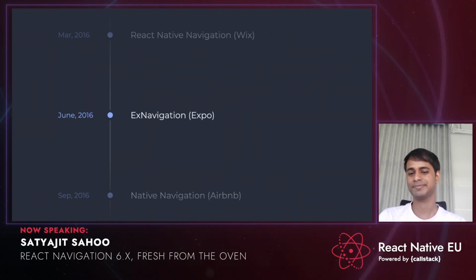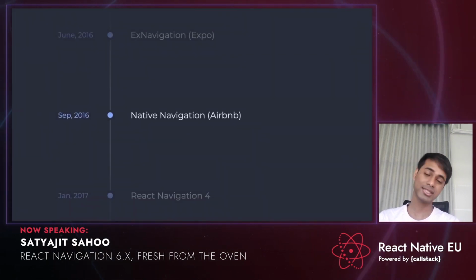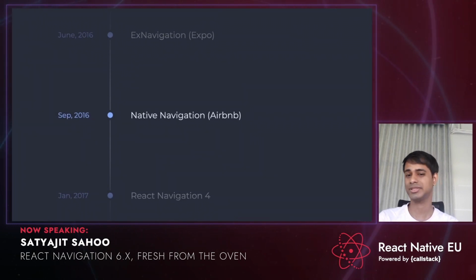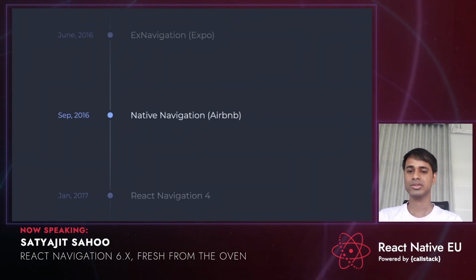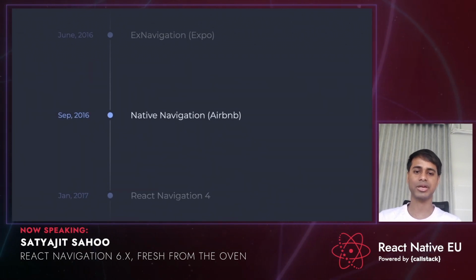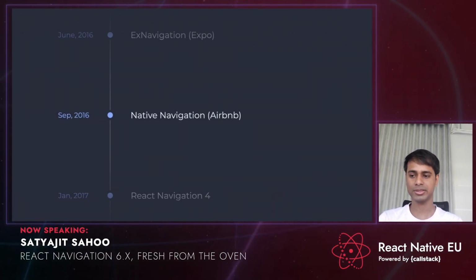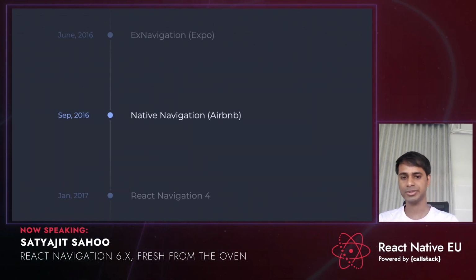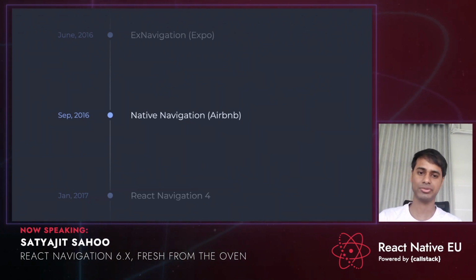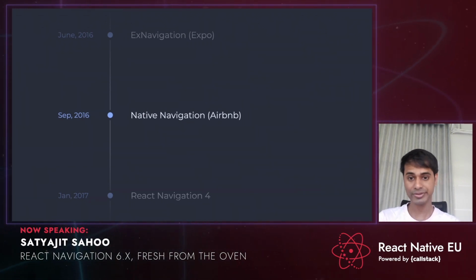It wasn't forever. The next big navigation library was Airbnb's native navigation. This was built around brownfield apps, to make integration with brownfield apps easier, which Airbnb did a lot. It was very similar to React Native Navigation by Wix, and we had to register the screens upfront, like we do in Wix.